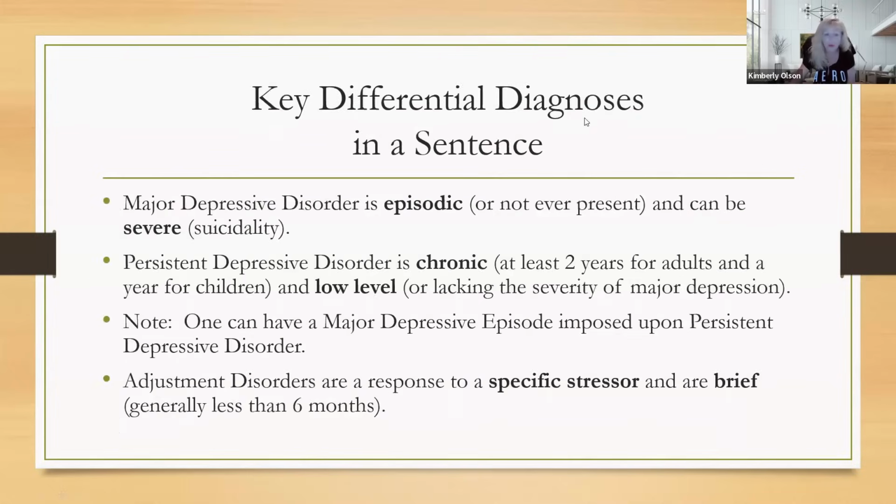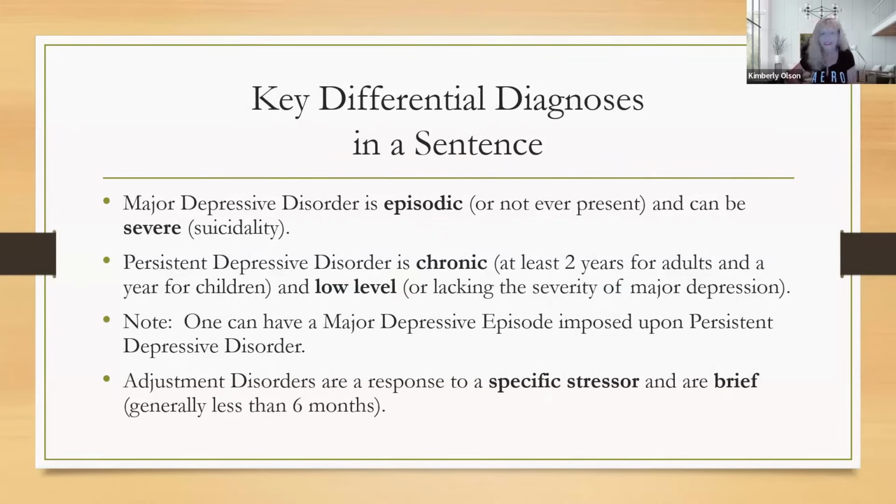Okay. So here are the differences, guys, when you're taking that test. Remember these few little words. You don't even have to remember the whole sentence. Major depressive disorder is episodic and severe. So if in one of the vignettes on your tests it says that somebody's suicidal, you're not looking at an adjustment disorder or persistent depression, okay? Because remember, depression in major depressive disorder is episodic, not ever present, and can be severe.